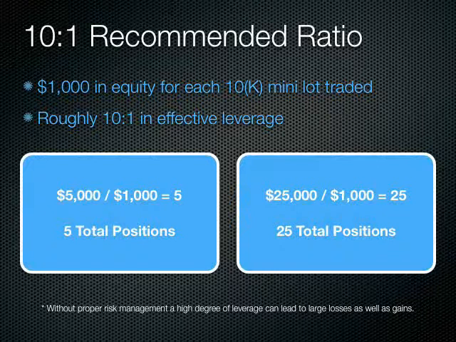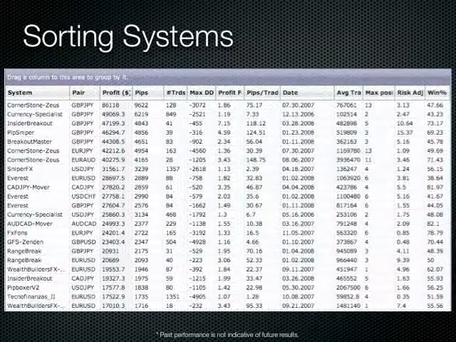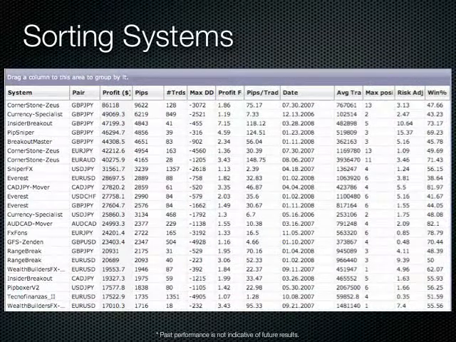The following examples illustrate the calculation that is used to determine the 10-to-1 ratio. Take your equity and divide it by 1,000 to get the maximum number of positions that your portfolio can trade. With these criteria in mind, we are going to begin sorting through the systems to eliminate those that do not match our preferences. Let's begin with profit.